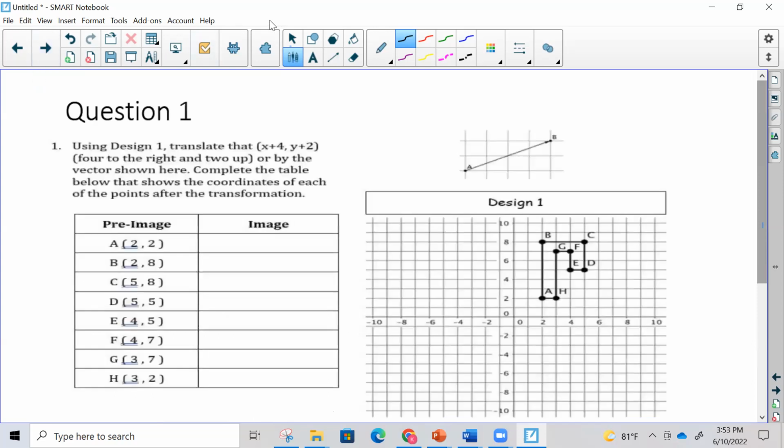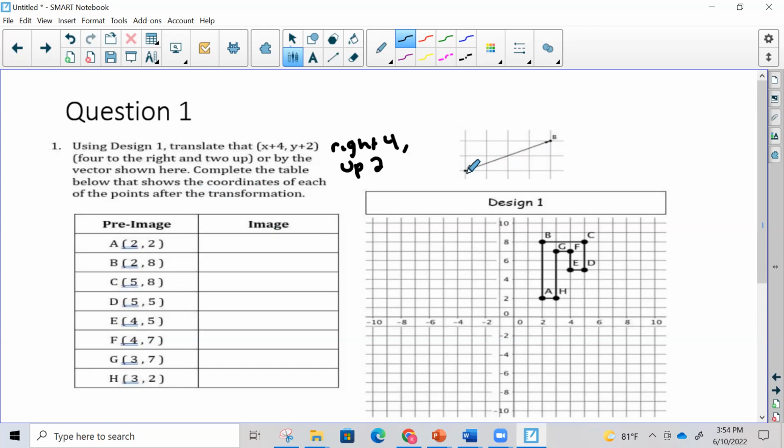So we are going to do a few of the examples, and then the other ones, if we have time in class, we'll do as a breakout room. If not, you can just try them on your own, and if you want me to check them, just let me know. So we're using this design again, and we're going to translate it so that it's X plus 4, Y plus 2. So again, that means the plus 4 means I'm moving right 4, and the plus 2, the Y, means I'm moving up 2, and I'm doing that to each point.